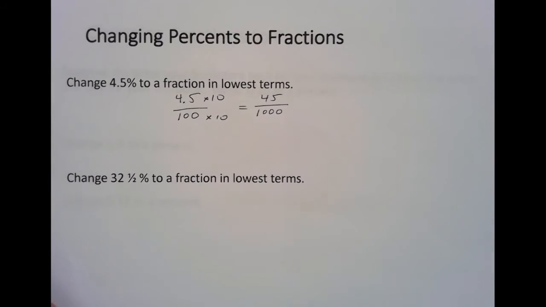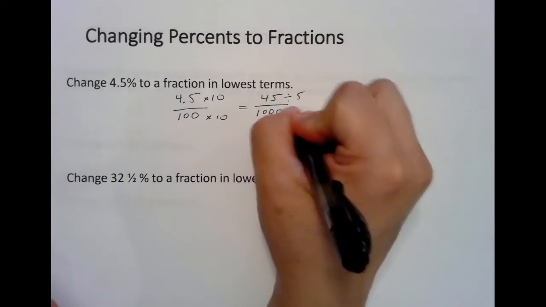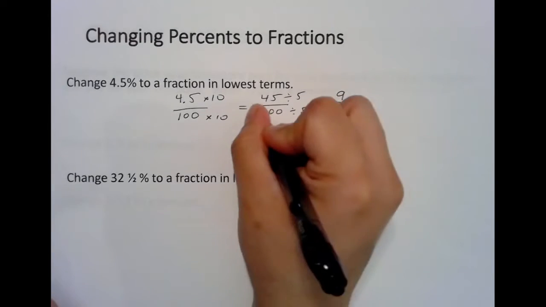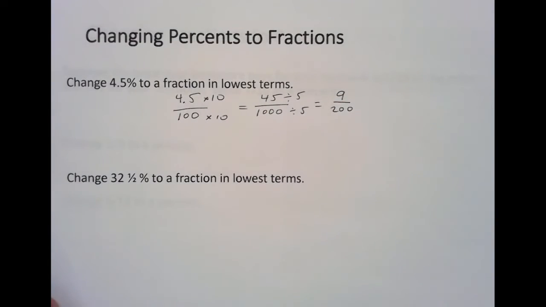Okay, and then if we want to reduce to lowest terms, we can divide top and bottom by whatever they have in common. So in this case, we can divide by 5 to start. So this will become 9, and this becomes 200. And I think that's it, 9 over 200. Okay, so let's do another one. We have 32.5% to a fraction in lowest terms.